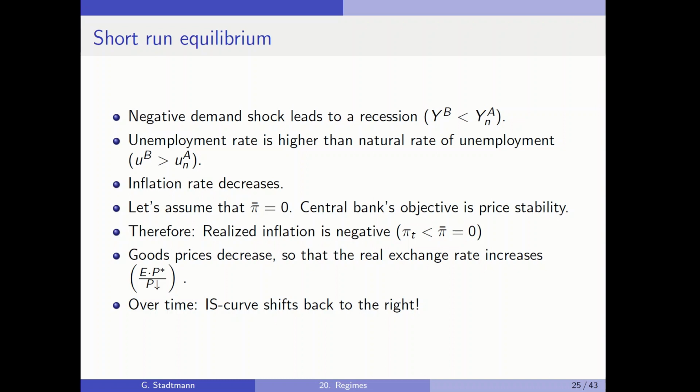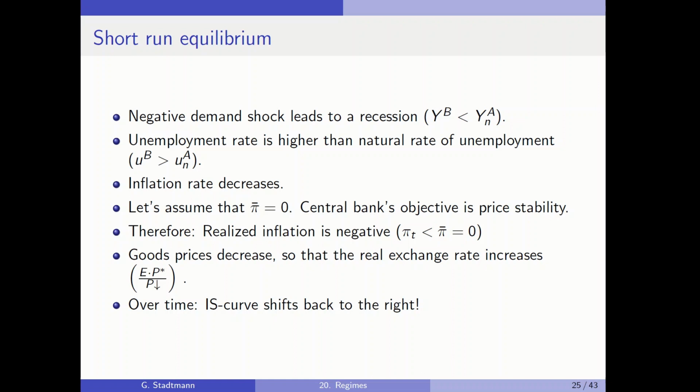Let's assume here that the inflation target of the central bank is equal to 0%. So the central bank's objective is strict price stability. Therefore, the realized inflation rate will be negative. The inflation rate in period B is smaller than the inflation target, and the inflation target is equal to 0. So in scenario B, the inflation rate is negative.